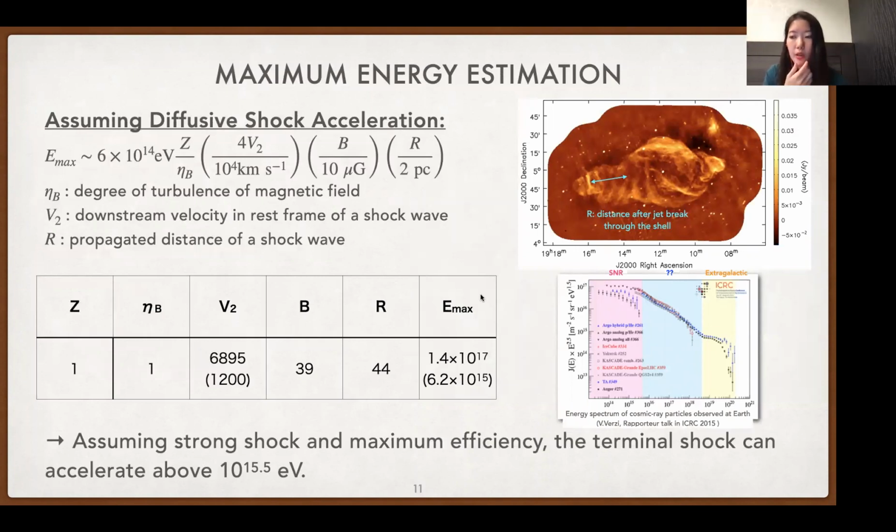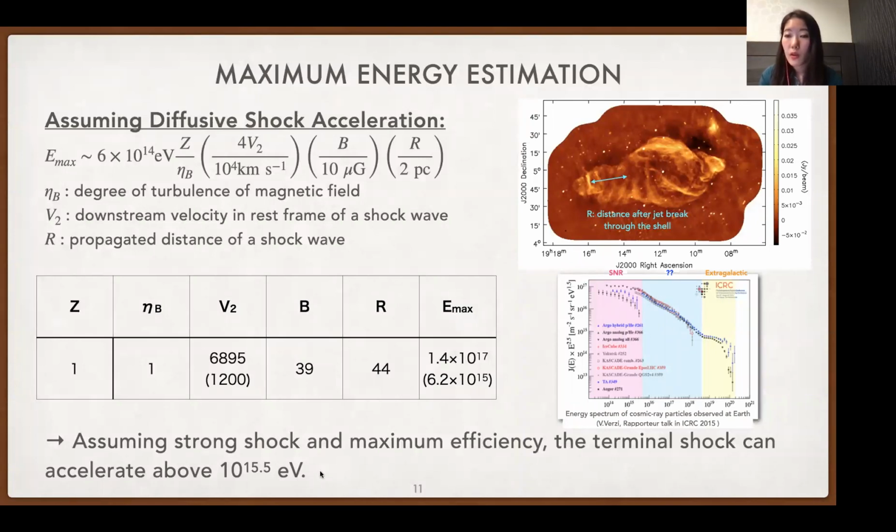And finally, we estimated the maximum energy of the cosmic ray particles accelerated by the terminal shock. We assumed the propagated distance of the shock with this length corresponds to the distance after the jet breaks through the shell. And using these values, we finally derived the maximum energy of 1.4 times 10 to 17 eV. And it is fully above the energy of 10 to 15.5 eV.